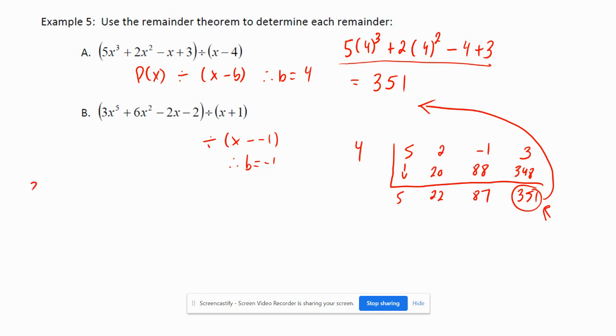So this is going to be 3 times negative 1 to the 5th plus 6 times negative 1 squared minus 2 times negative 1 minus 2, which is negative 3 plus 6 plus 2 minus 2 equals 3. Okay, so our remainder is going to be 3.